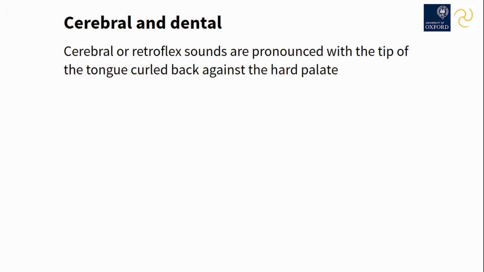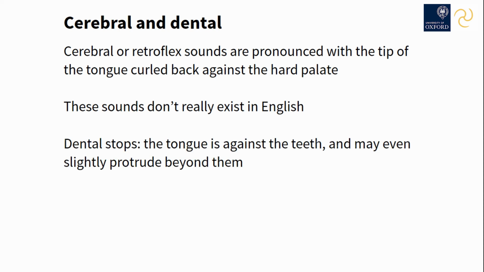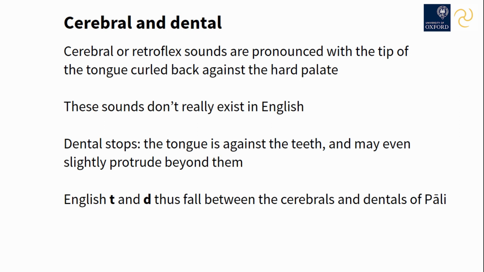Diacritic marks are also found above or below a few other letters, most importantly the cerebral letters. Cerebral sounds are not usually found in English. They are sometimes called retroflex because they are pronounced with the tip of the tongue curled back against the hard palate. By contrast, for the dental sounds, the tongue is against the teeth and may even slightly protrude beyond them, as in French or Italian. English t and d thus falls between the cerebrals and dentals of Pali.